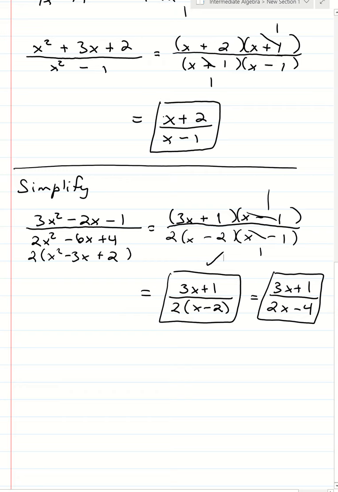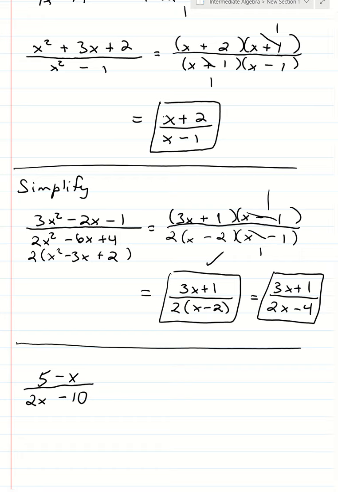Let's try another one. Be careful here. Once again, remember we're looking to simplify the rational expression. Let's say we have 5 minus x over 2x minus 10. Let's take a look to see what's going on. First of all, in the numerator, I'm going to have to perform step 1 because my numerator of 5 minus x is not in descending order. So I'm going to change up the order. I'm going to write this as negative x plus 5 over 2x minus 10.